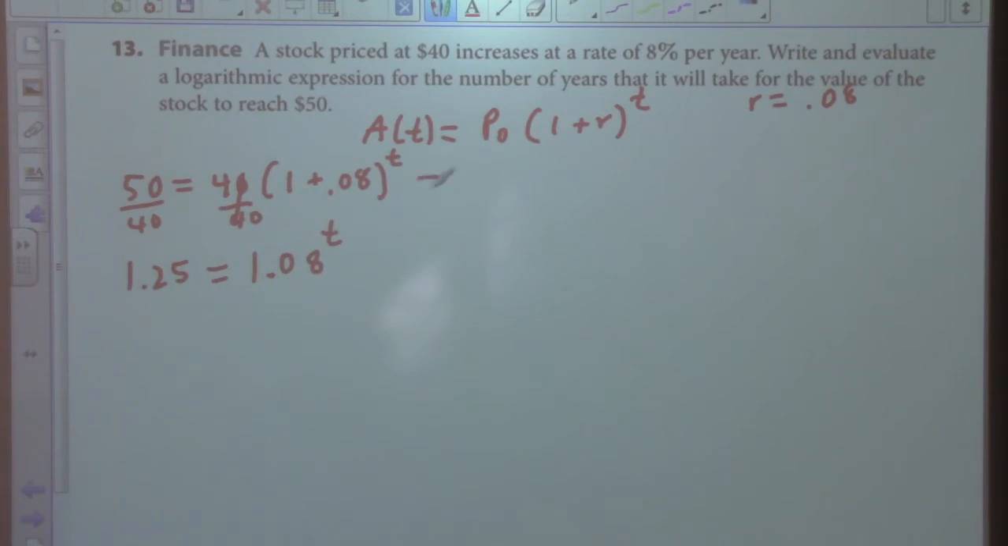Now in chapter 13, what we would have done is put Y sub 1 equals 40 times 1.08 to the power of x, and then put y2 equals 50, and we would have found by graphing where these two functions intersected, and that would be our answer to t. So now we're using logarithms for solving. We have an exponential equation.